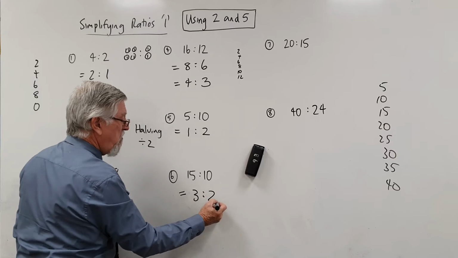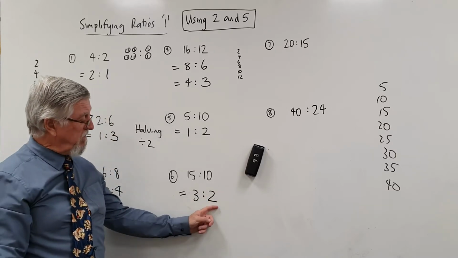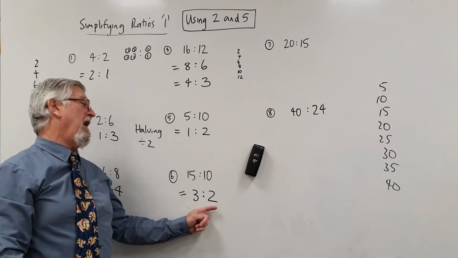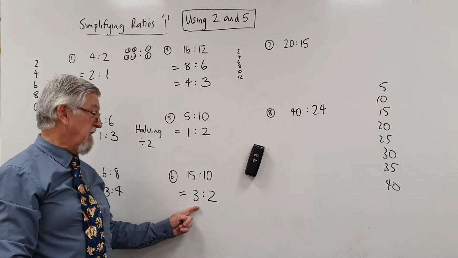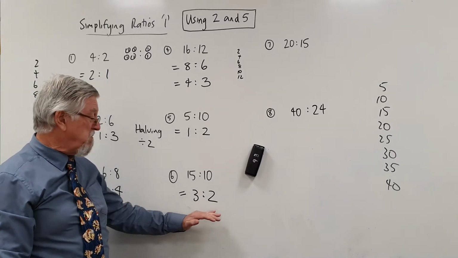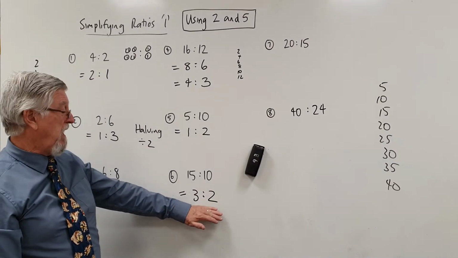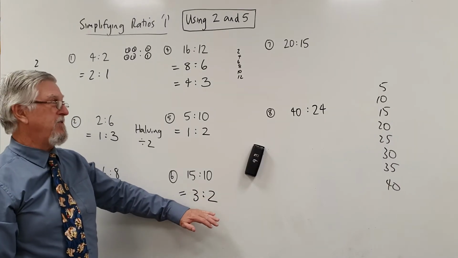5 into 10 goes twice. Now, I can't simplify, or I can halve that, or I could make it thirds of it. But that's not of an advantage because they're the smallest numbers we can get without going to fractions or decimals.